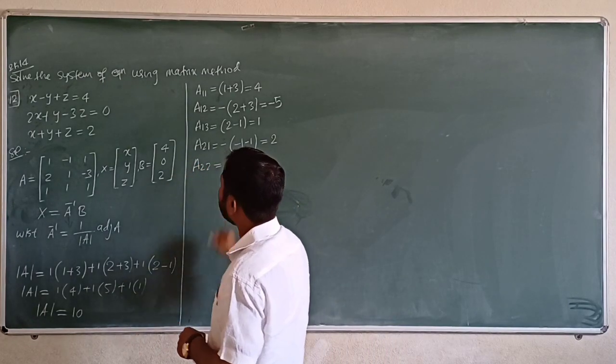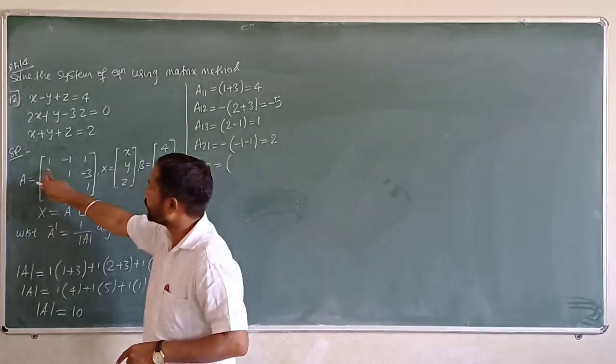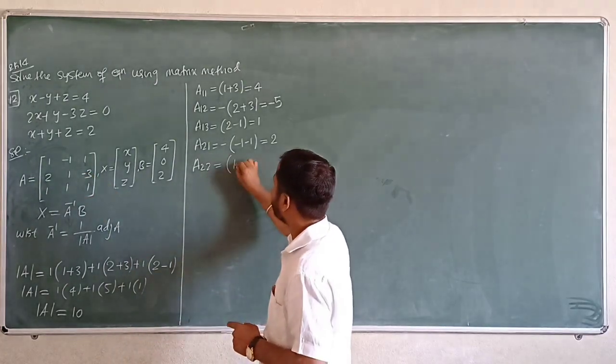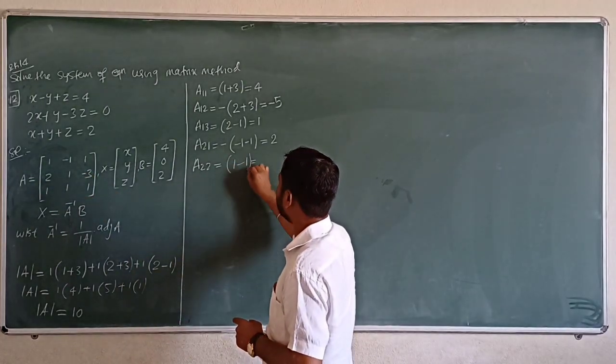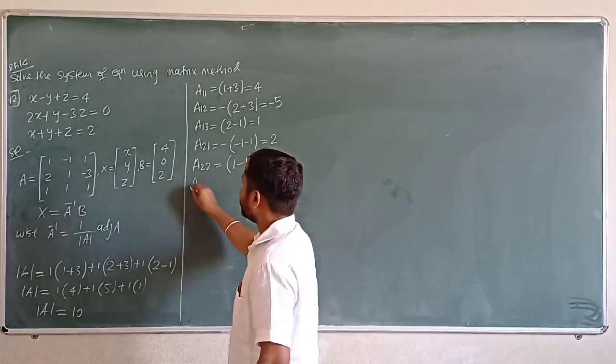Take up A22. A22 is positive now. Delete second row, second column. Then 1 ones are 1, minus 1 ones are 1 now. But what is the answer? 1 minus 1, meaning 0. Right.